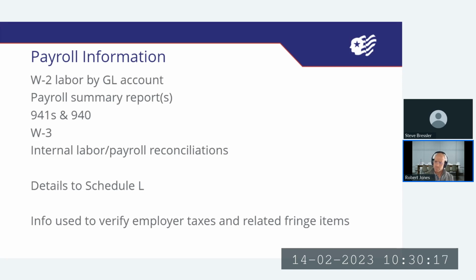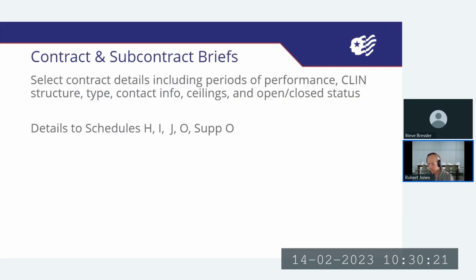The next set of data that we'll talk about, again, this is a big area, is the contract and subcontract briefs. And this is where I want to pause for a moment in the presentation and talk about the fact that the incurred cost proposal is more than an accounting task. It's more than the accounting people involved.